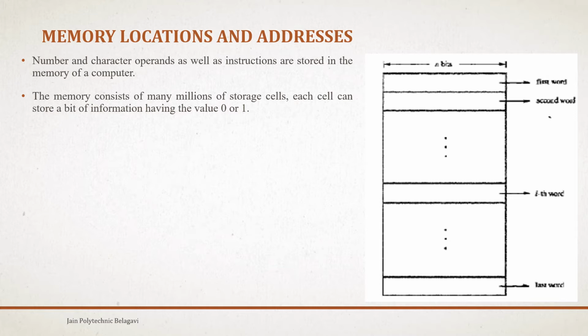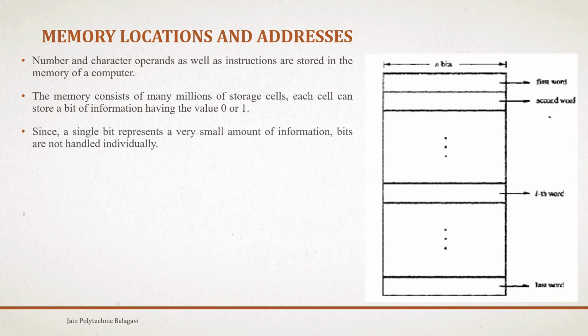So when an input device or a program accepts the input, the program will be converted into binary language. Each bit, 0 and 1, will be stored in a single cell. So there will be a number of cells, and the number of cells constitutes a memory. Each cell can store one bit of information. Since a single bit represents a very small bit of information, bits are not handled individually. What happens if there are hundreds of bits? You cannot handle hundreds of bits one at a time. Handling a single bit at a time becomes difficult.